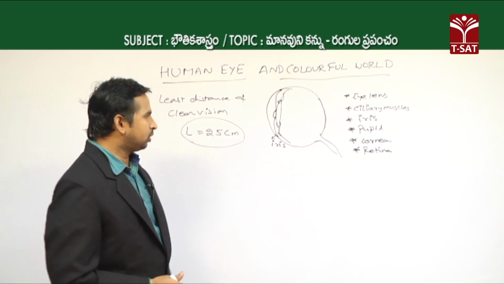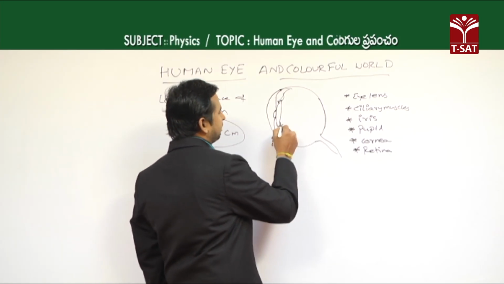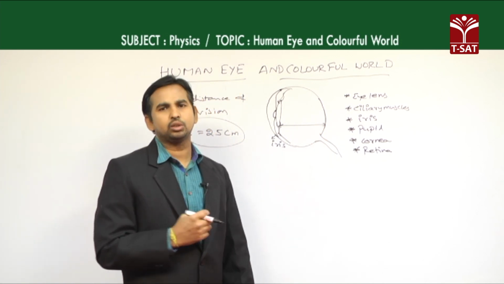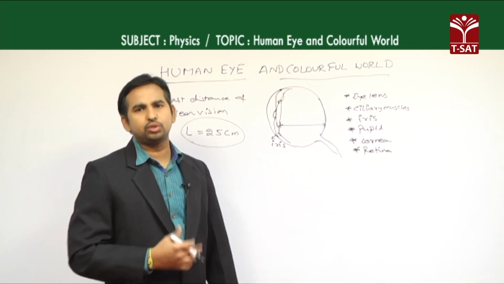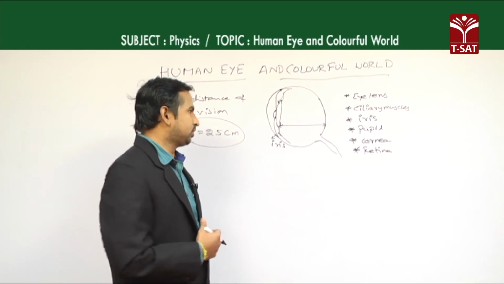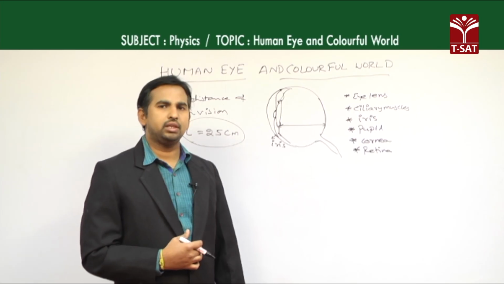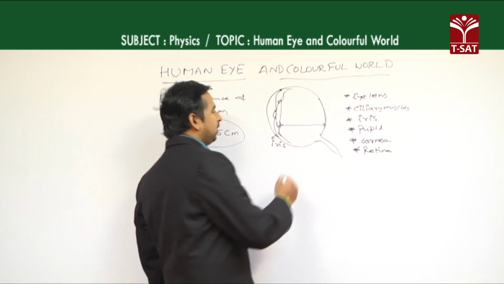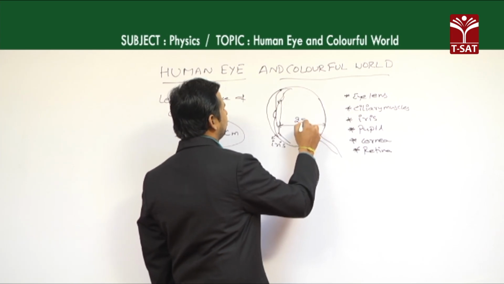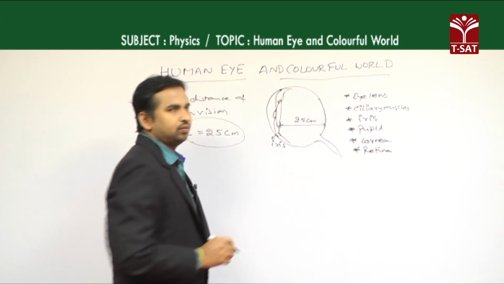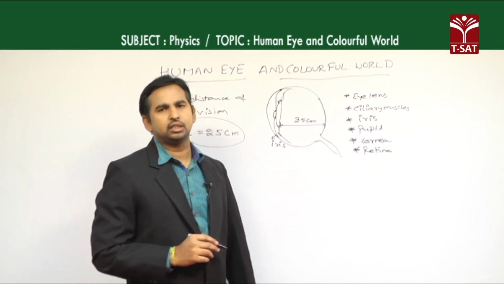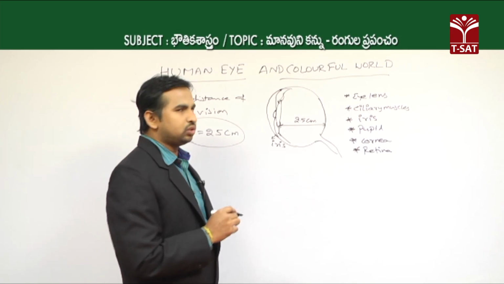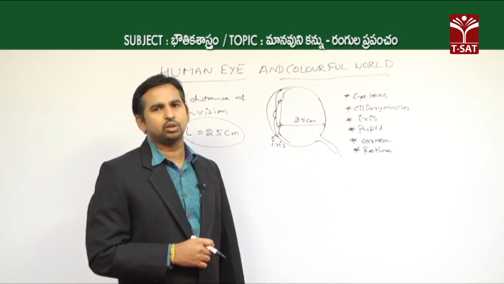Another important thing we have to see is the distance between the eye lens and our retina, because our eye lens is a convex lens and the retina acts like a screen. It is called the diameter of the eyeball, or the image distance in physical terms. The image distance is always fixed, about 2.5 centimeters, which means from the eye lens to the retina the distance is about 2.5 centimeters.